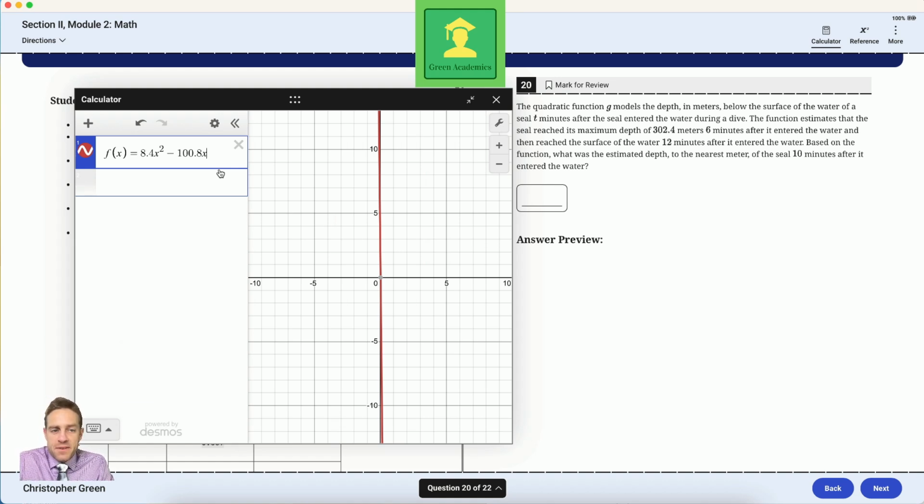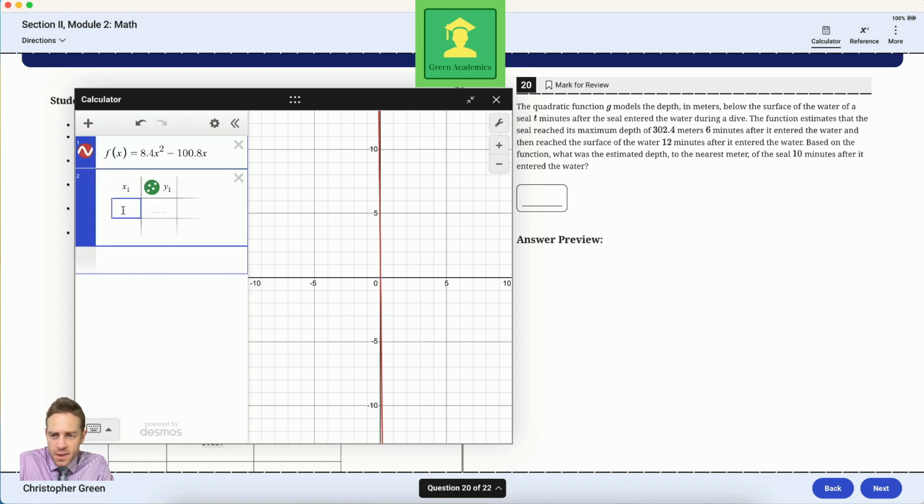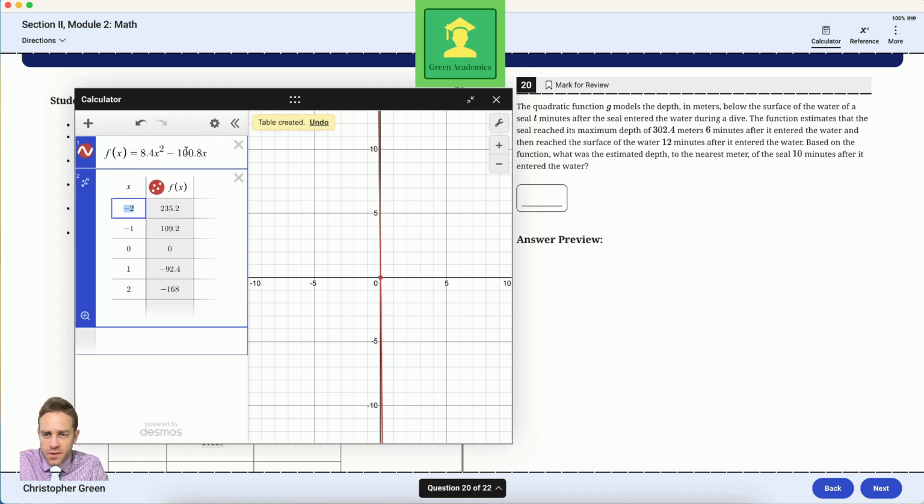So the depth to the nearest meter of the seal, y minutes after it entered the water. Well, I can simply put in a table for here and say I want to plug in 10. Oh, I'm sorry, I meant to put the table for here. Insert a table and insert 10. So it's negative 168, as in a depth of 168. It's a tricky question.